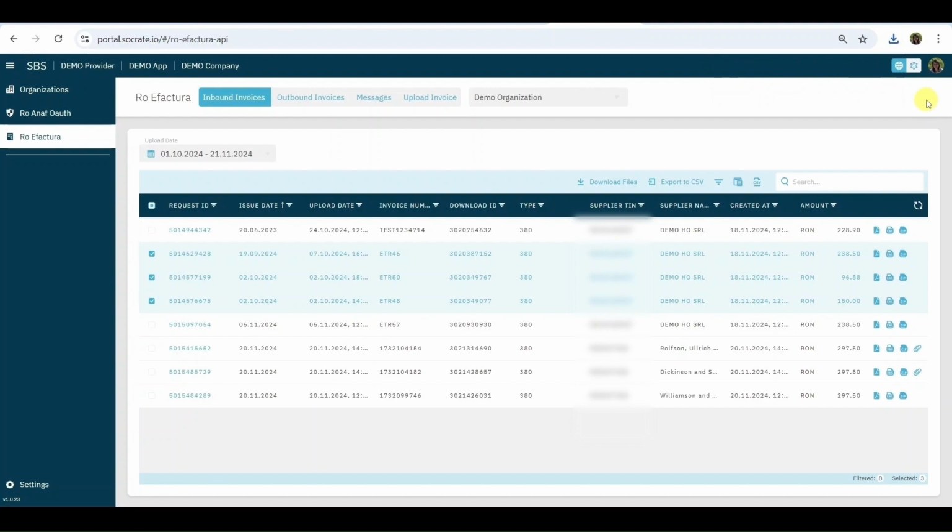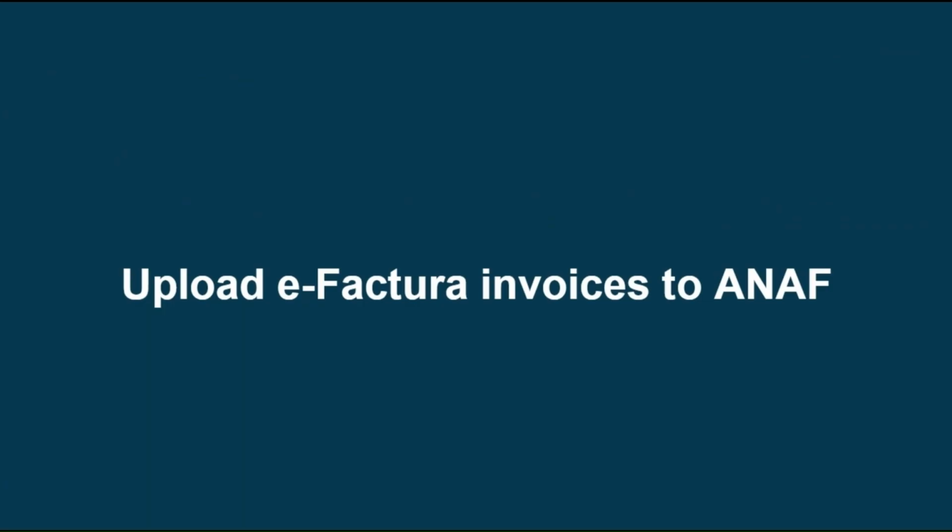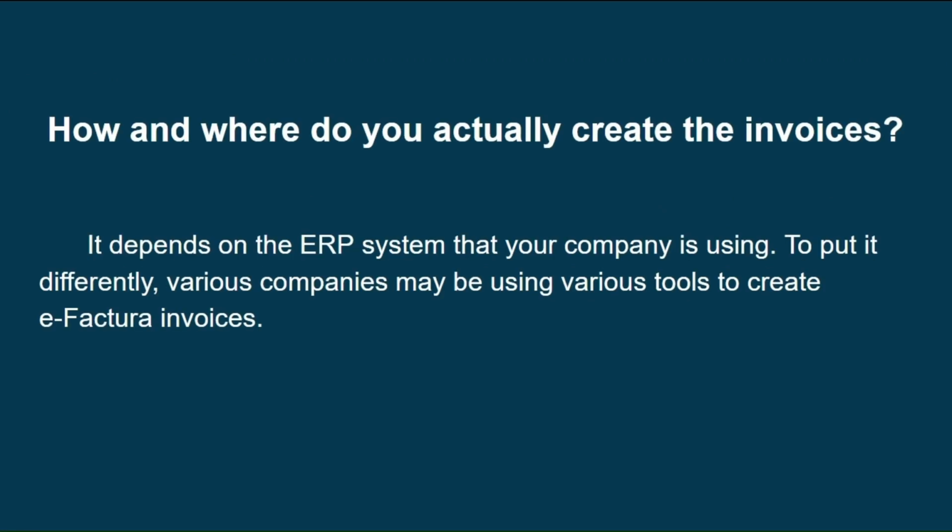From the SBS portal, you can upload single or multiple invoice files to ANAF and track their acceptance status, which may be signed or rejected. By now, you may be asking yourself the question, how and where do you actually create the invoices? The answer is, it depends on the ERP system that your company is using. To put it differently, various companies may be using various tools to create eFactura invoices.